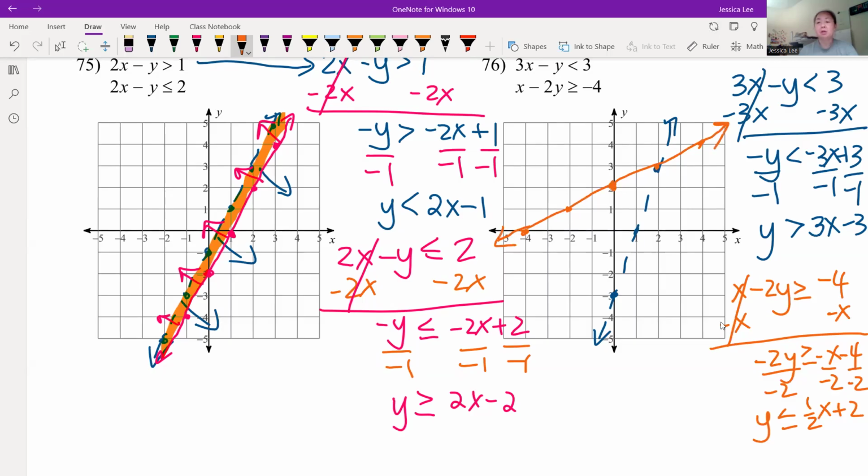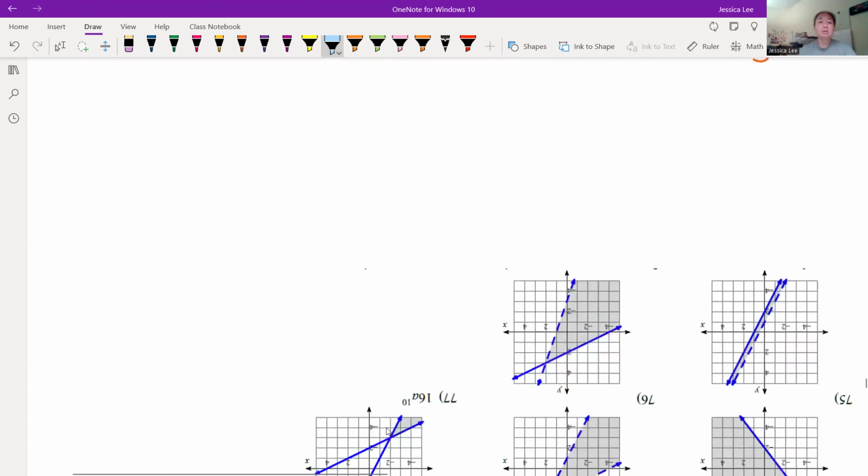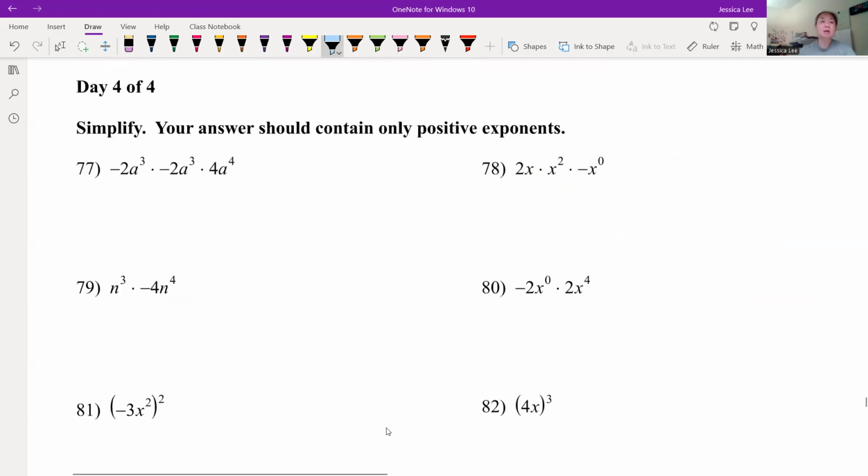Ooh, I didn't do the arrows. It says y is less than this orange line, so we know it's going to be somewhere down here. Okay, and for the other one, it says y is greater than, so it's going to be bigger than the line. Do you see where it's all pointing at? Yes, right here. This section is the solution. Okay. All right, congratulations. Oh, look at the answers. Yay. Okay, we are now on to day 4 of 4. This is the last bit.